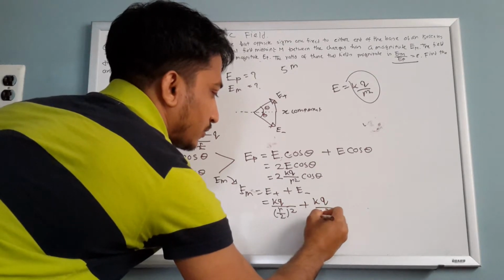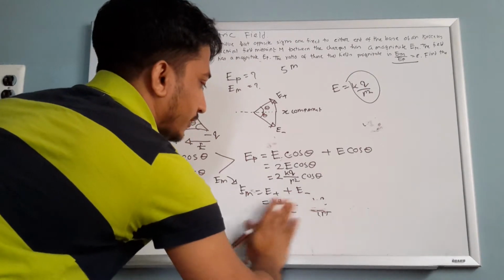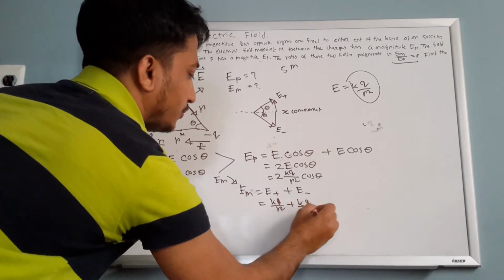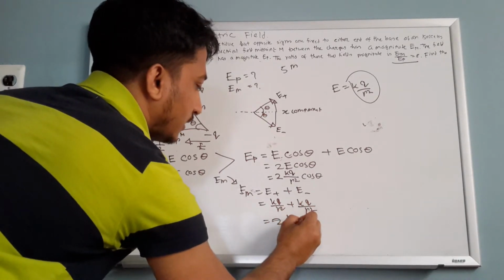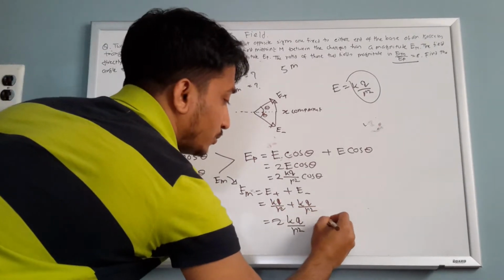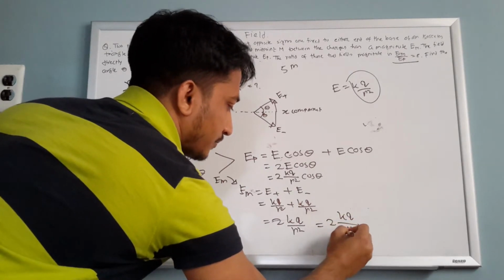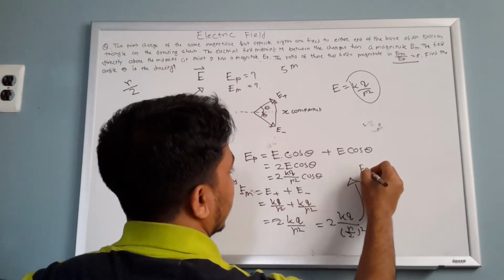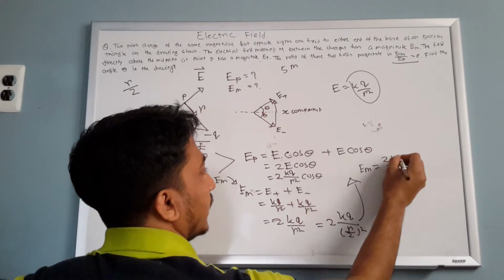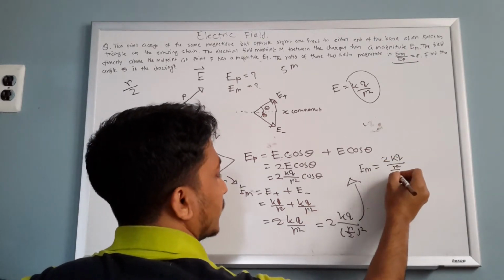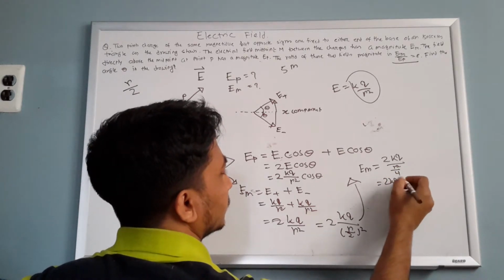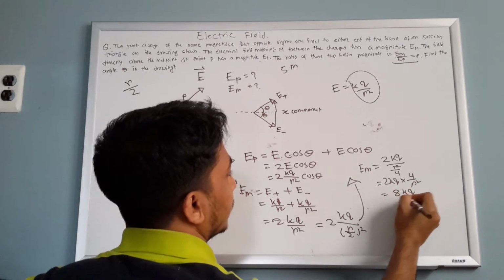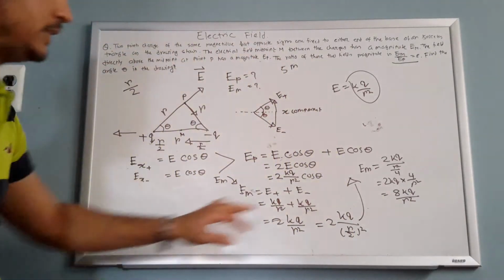First, do it a different way. Right now we do know kq over R squared plus kq over R squared. It would be an easy way. So it's 2kq over R squared. Right now we do know this R is R by 2 squared. So EM is equal to 2kq over R squared by 4, which gives 8kq over R squared. This is the EM.